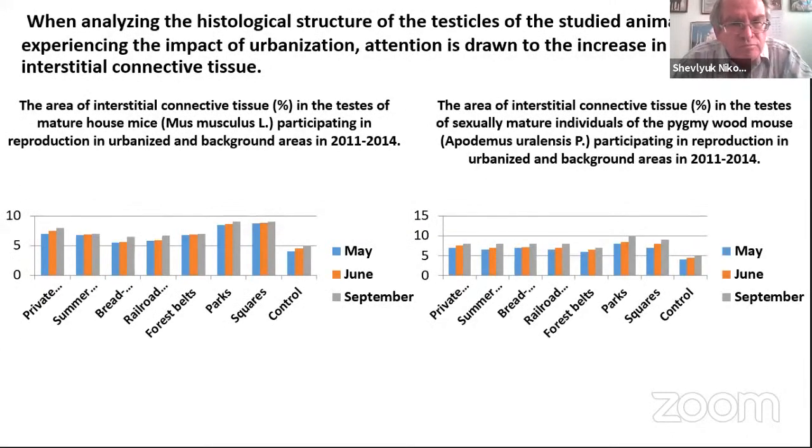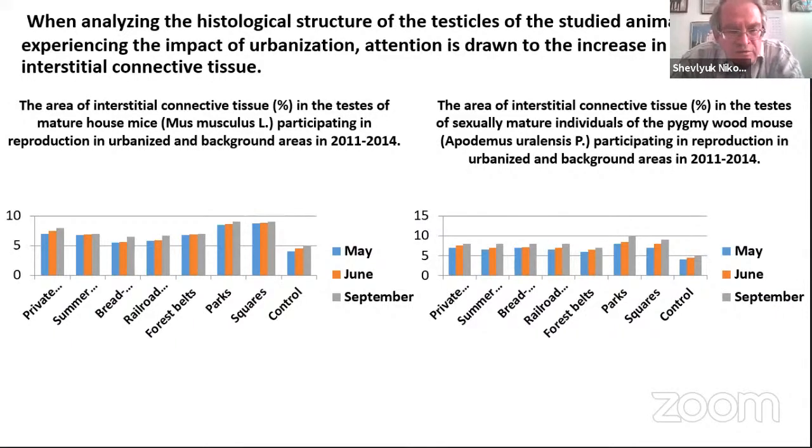This slide shows testicular tissue of animals: on the left a mouse, on the right a bone. This slide shows the characteristics of interstitial tissue in different regions of the town. This is human housing, this is squares and parks, and this is a forest.